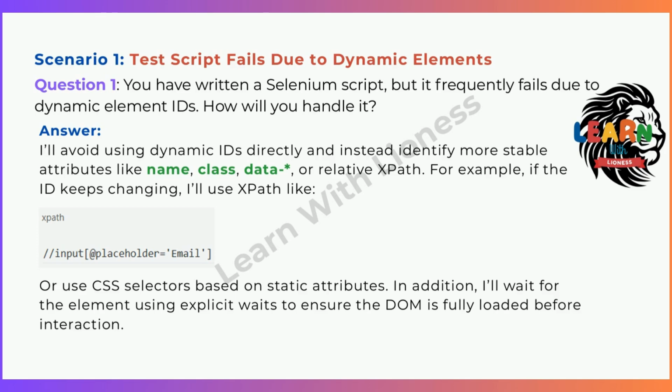Answer. I'll avoid using dynamic IDs directly and instead identify more stable attributes like name, class, data-*, or relative XPath. For example, if the ID keeps changing, I'll use XPath like //input[@placeholder='email'], or use CSS selectors based on static attributes. In addition, I'll wait for the element using explicit waits to ensure the DOM is fully loaded before interaction.